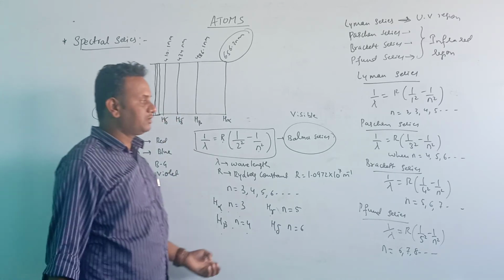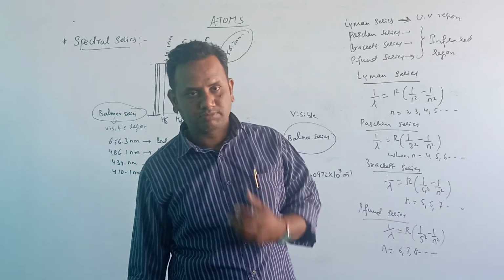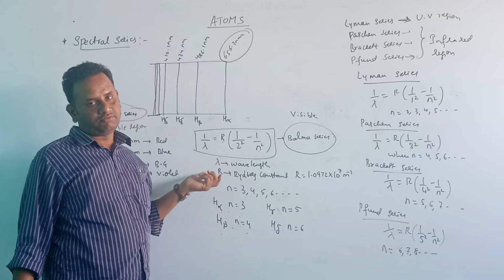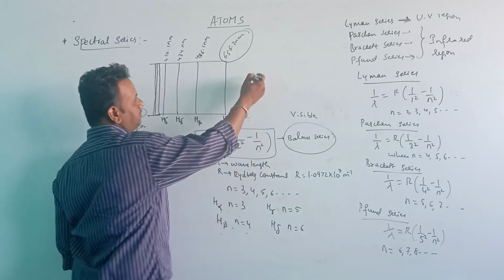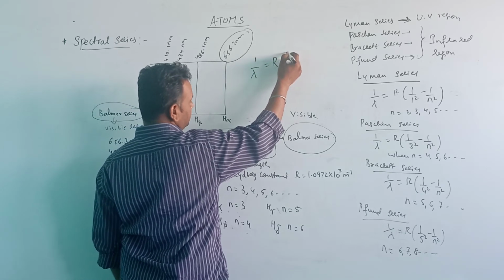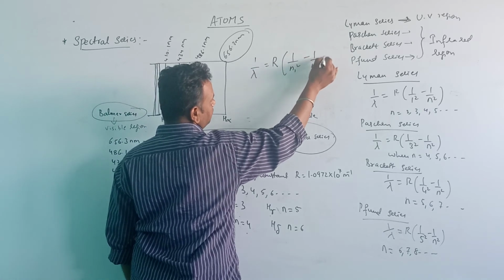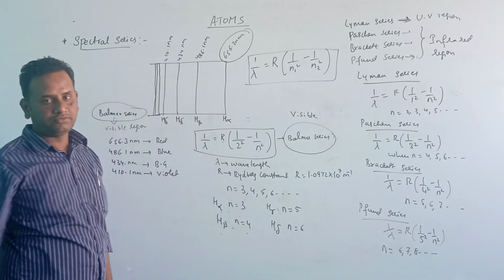In this way we calculate the wavelength of each spectral line using this empirical formula. Generally we can write this formula in a general form: R into 1 by n1 square minus 1 by n2 square. This is the general form we are writing.